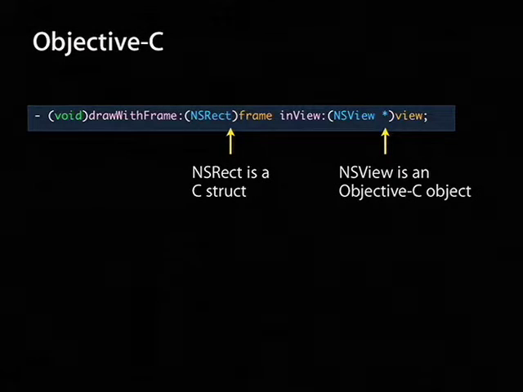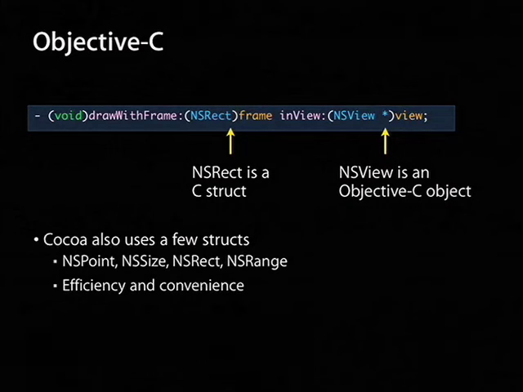But there's no asterisk next to NSRect. This is not a pointer. So how does this work? Well, it's just an ordinary C struct. Cocoa uses some C structs for efficiency, right? Because using a struct can be more efficient than using an object. You can allocate it on the stack and such. And there's only a few you're likely to encounter, so you'll get familiar with them very quickly.